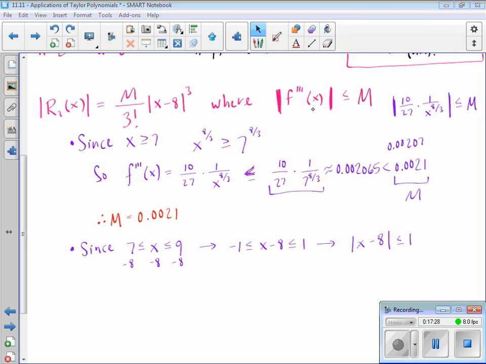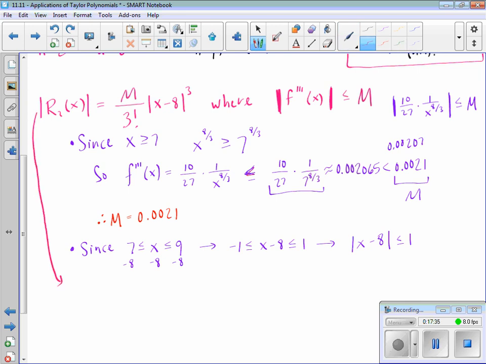Okay, so now we're going to take what we had up here, this rule up here, and we're going to plug in all that stuff that we came up with. So we know the absolute value of r sub 2 of x is equal to, instead of m, what am I going to put into its spot? 0.0021. And then I've still got this 3 factorial. If you want to write 6, that's fine. And then I've still got this absolute value of x minus 8 cubed.